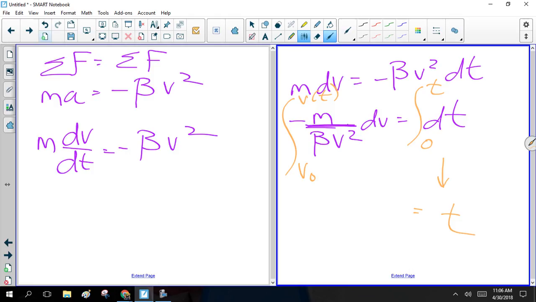Everybody's good? Okay, cool. All right, so what's the integral of this over here? It just gives you t. The integral of dt is t, and then you evaluate it between t and 0, so you get t minus 0, which is just t. On the other side, I'm going to rewrite this. It's the integral from v naught to v of t. I'm going to pull out the m and the beta, and I'm going to write 1 over v squared as v to the negative 2.